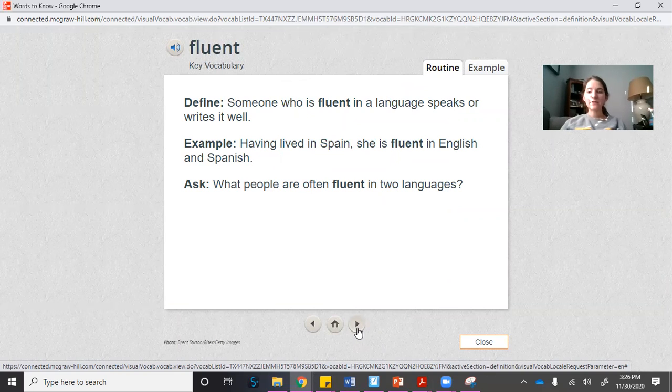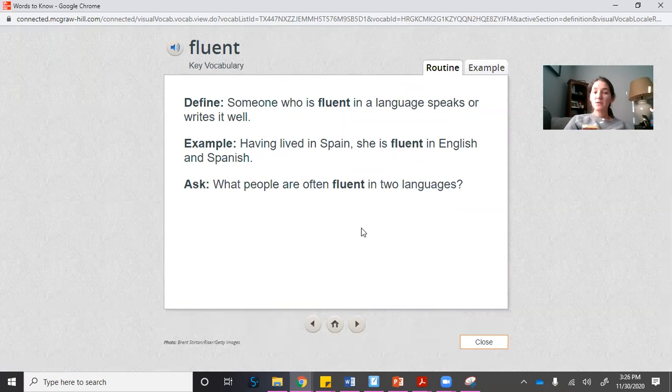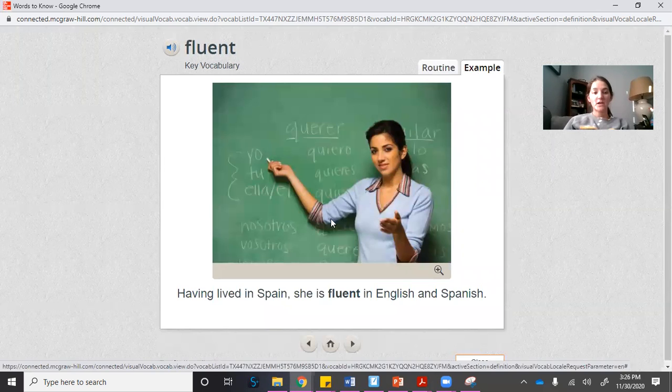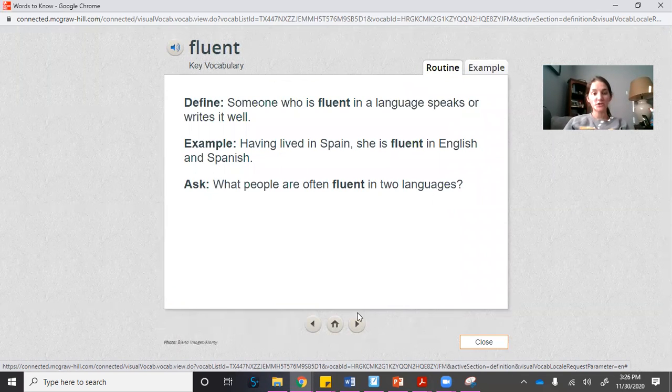All right, someone who is fluent in a language speaks or writes it well. Having lived in Spain, she is fluent in English and Spanish. What people are often fluent in two languages? A lot of places, we obviously encourage people to be fluent in multiple languages, hence why we take another language in our schedule. I would say in other countries, it's more common for students your age to be fluent, so able to easily speak and write English as well as their native language. So this shows someone that is teaching in Spanish, but also could be fluent in English.